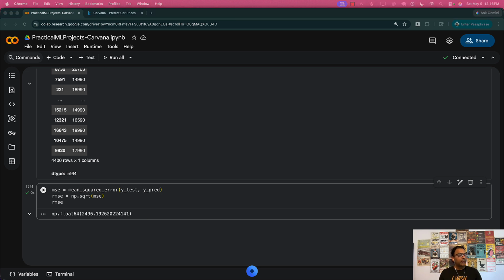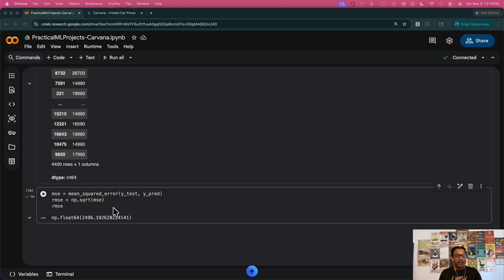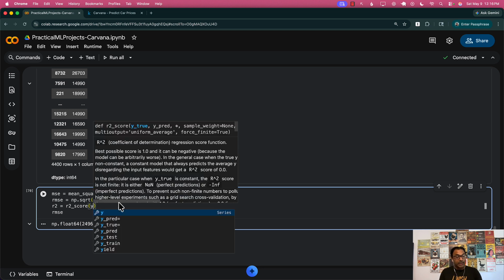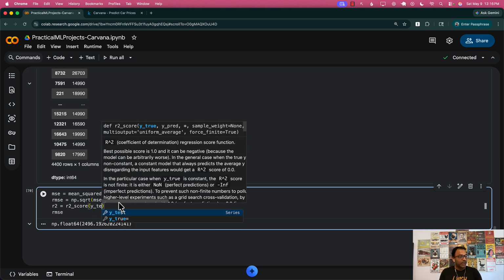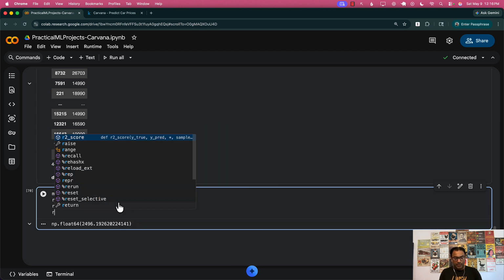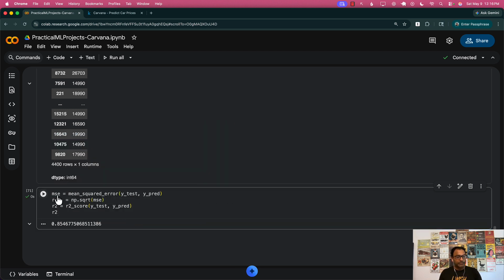The other thing that we want to calculate is the R2 score. So I'm just going to go ahead and call it R2. And we can call R2 score, which is a function. We're going to pass in the actual values, which is the test, and the predicted. And let's go ahead and print out the R2 score. R2 score comes out to be 0.85. All right. So this basically will tell us how well the model explains the data.